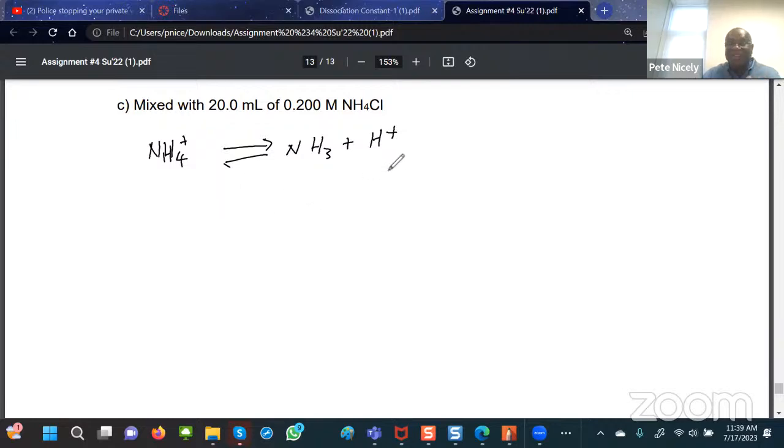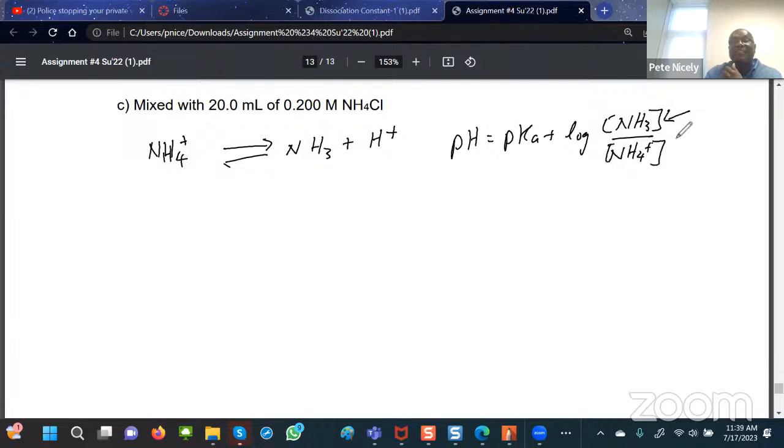But the equation is not really necessary because you can use the Henderson-Hasselbalch equation, which is pH equals pKa plus log of the concentration of NH3 divided by the concentration of NH4+. That's how you're going to find the pH. So what you really need to do is find these terms here and here. So how would you find the concentration of ammonia after mixing?